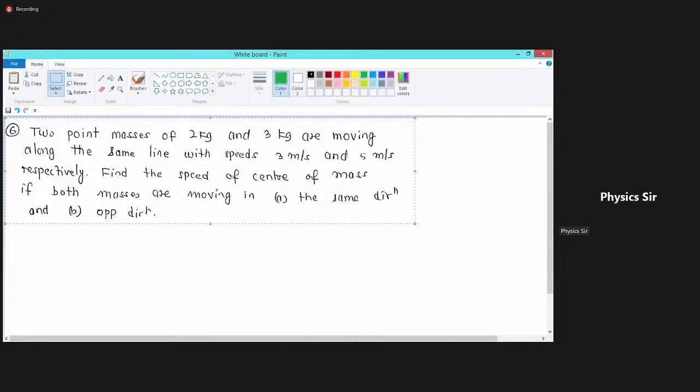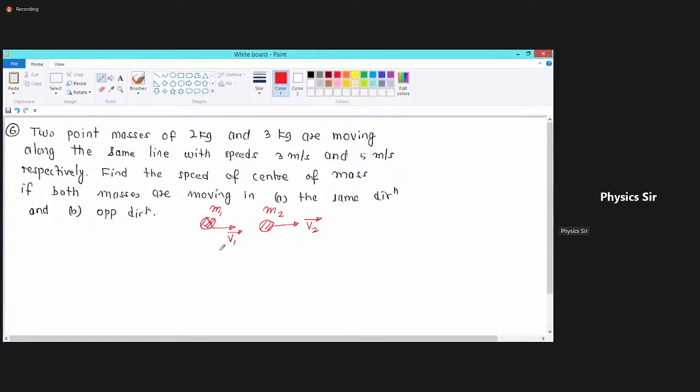So they have said the first mass is 2 kg. The second mass is given as 3 kg. Find the speed of the center of mass if both masses are moving in the same direction. So let us say that this is one mass m1. There is another mass m2. m1 is moving with a velocity v1, m2 is moving with a velocity v2, and they are in the same direction.